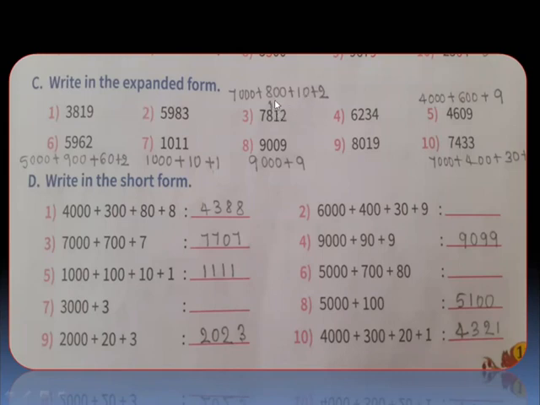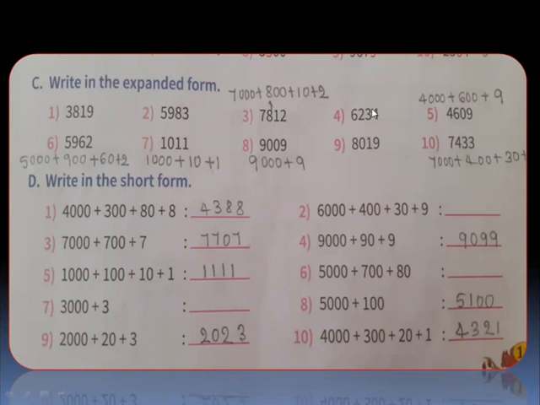8 is in hundreds place. So the place value of 8 equals 800. 7 is in thousands place. So the place value of 7 equals 7000. So expanded form, 7000 plus 800 plus 10 plus 2. Understood now? Next, fourth one.